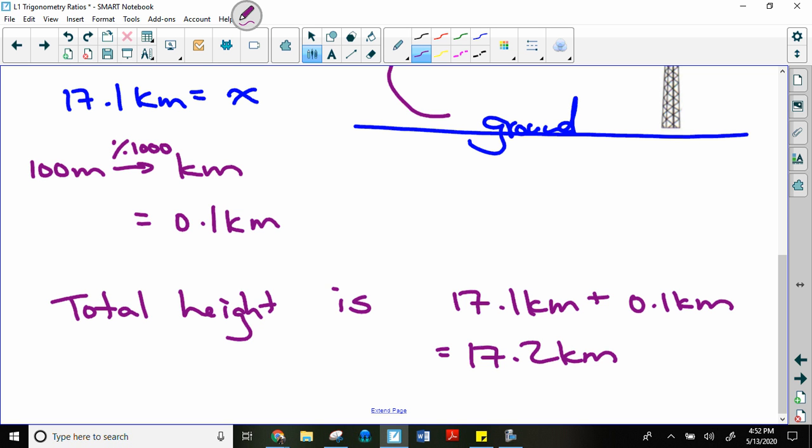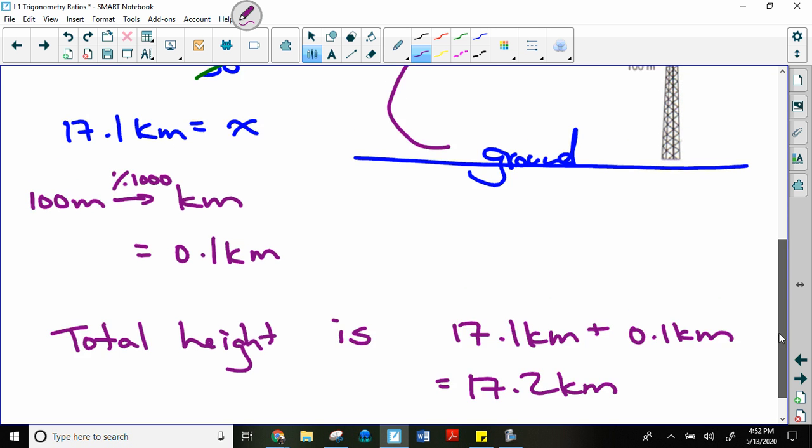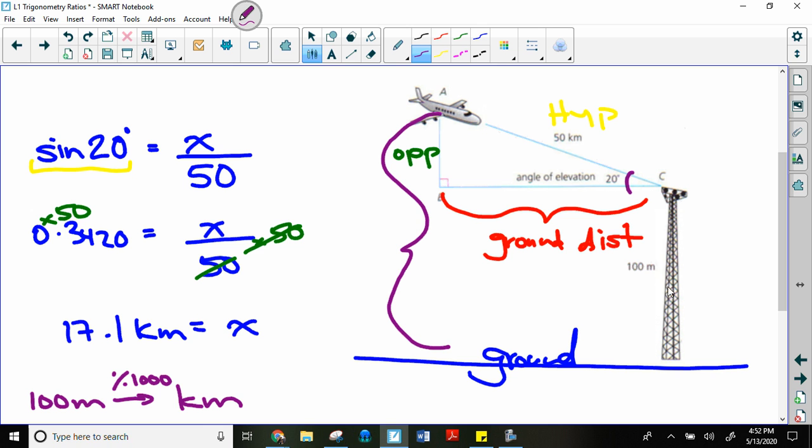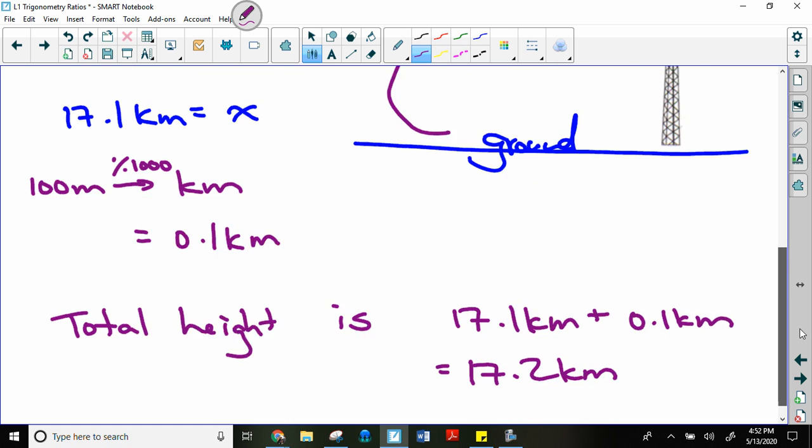Now, go back to the question and ask yourself how realistic this is. This tower looks ginormous, and it turns out this is 17 kilometers high. So our drawings are not drawn to scale. They're just used to help you make sense of what's going on.